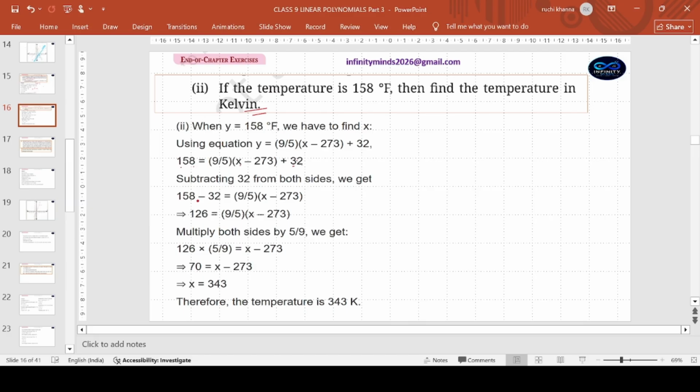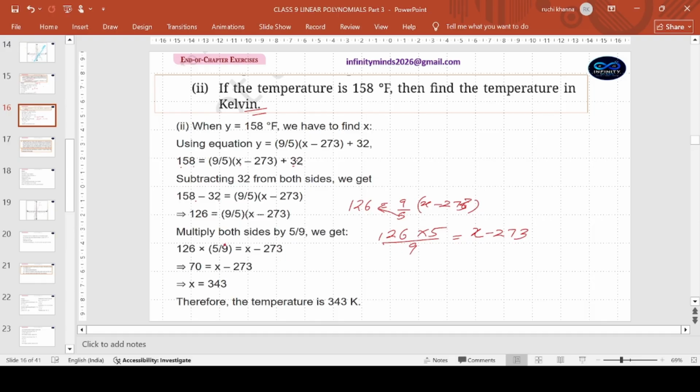Transposition: first the 32 shall go, subtract. Now 126 is equal to 9 by 5 times X minus 273, children. So like your linear equation skills, solving, cross multiply. 126 into 5, and 9 will come to the denominator, X minus 273. Simplify and then transpose 273 there.